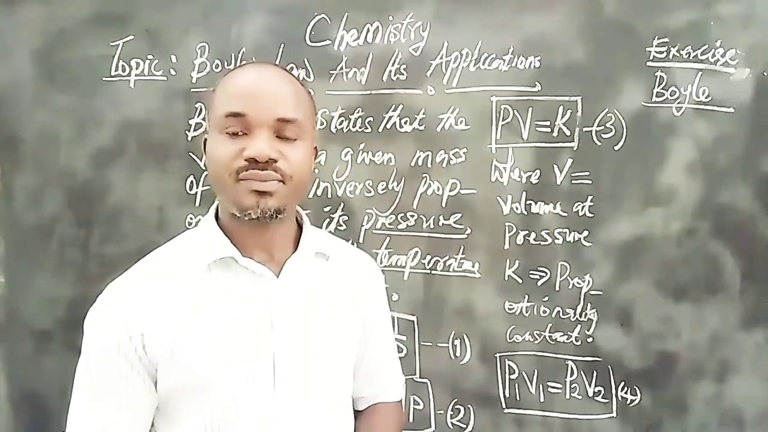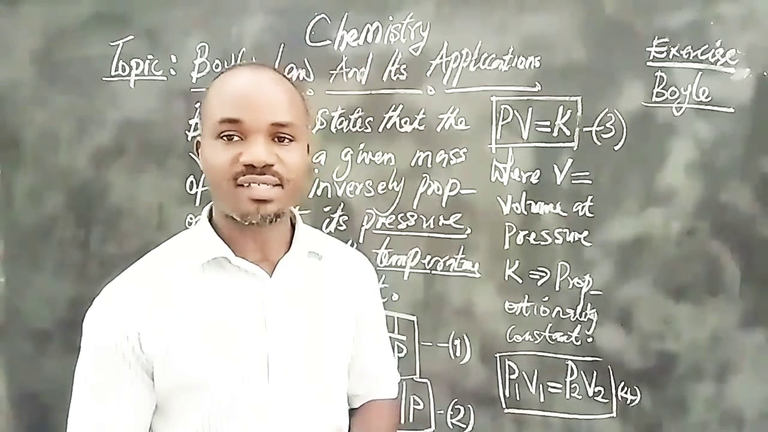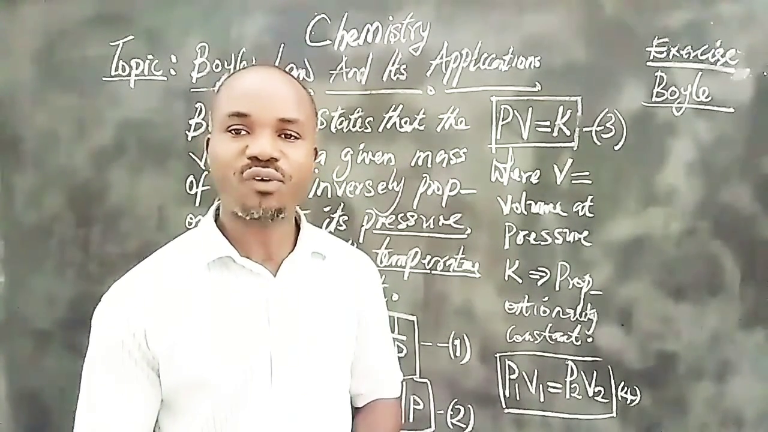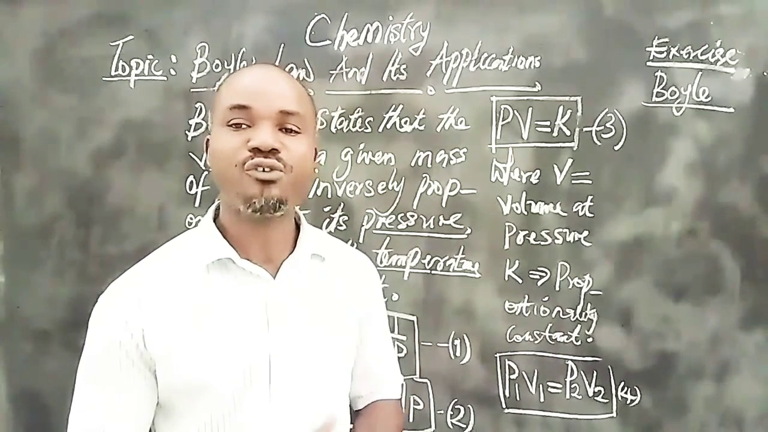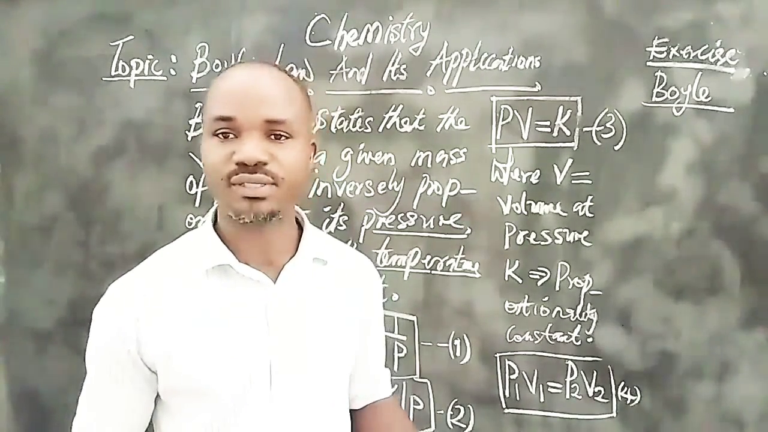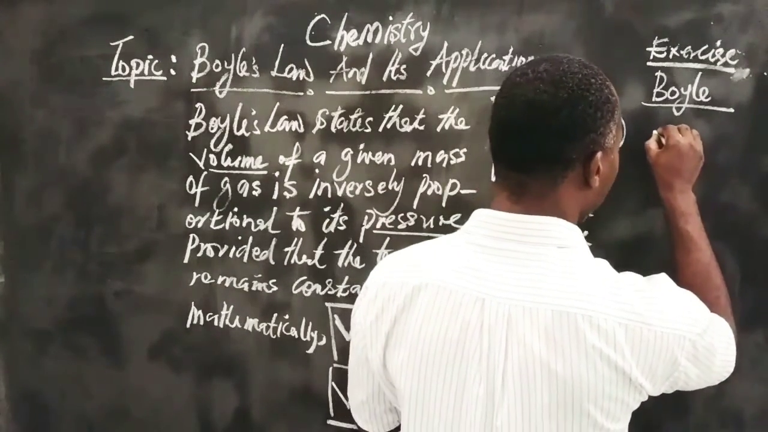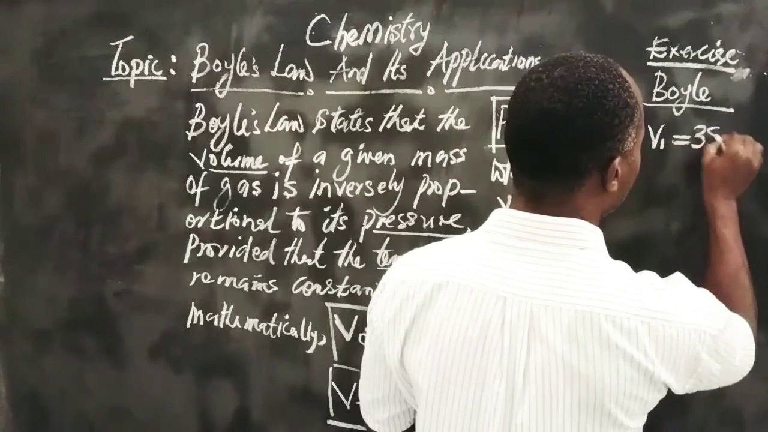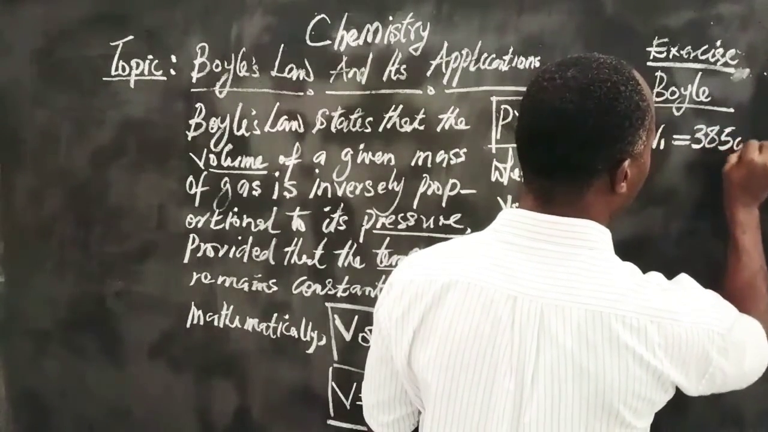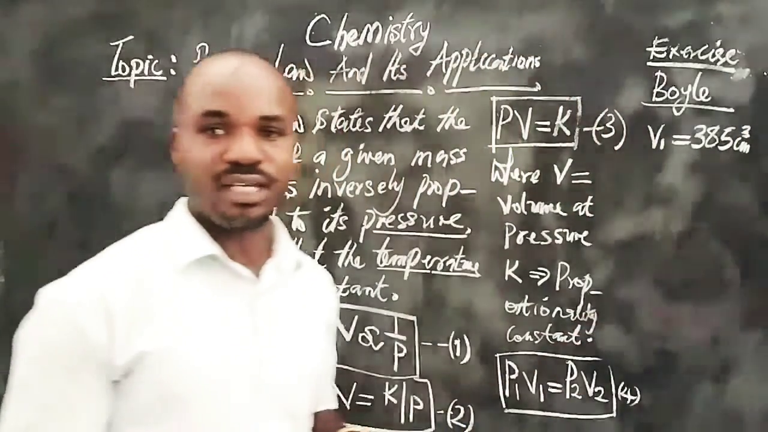Alright. If the pressure of the gas is 750 millimeter mercury, calculate its new volume. That's the question. So we start with the initial volume V1, which is given as 385 cm cubic. Okay, that's the initial volume.